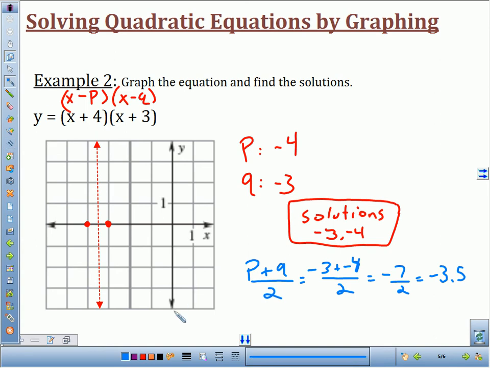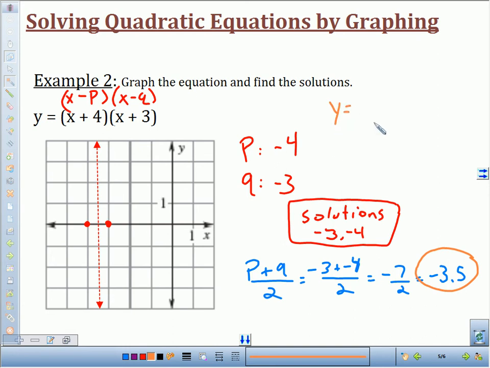I've got my axis of symmetry. Now I want to use that to find the y value. Remember, the y value is going to sit on the axis of symmetry. So what I'm going to do is take this x value and plug it into the original equation as x. And that will tell me what the corresponding y value is. So I'll replace x with negative 3.5. So I get negative 3.5 plus 4 times negative 3.5 plus 3.